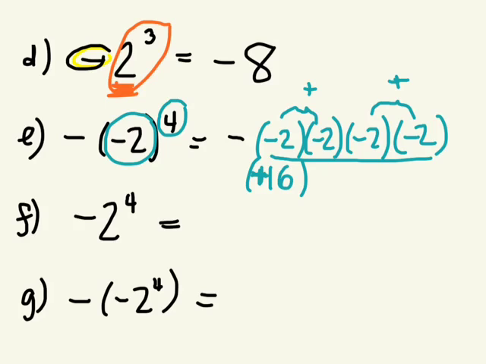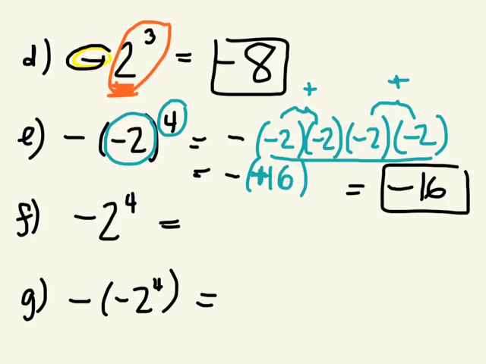We have positive 16. But what was in front of the power? Negative. So the solution to this is actually what? What's the final answer? Negative 16. Raise your hand if you got negative 16 for that one. Yep. Because the exponent is 4, the power, it's 2 to the power of 4, but it's a negative power, right?